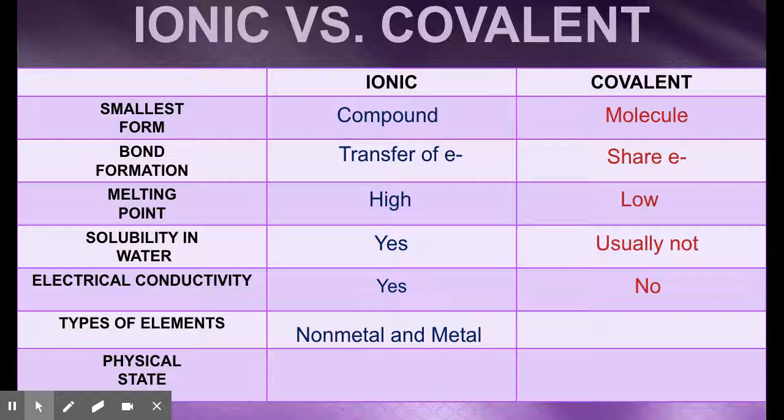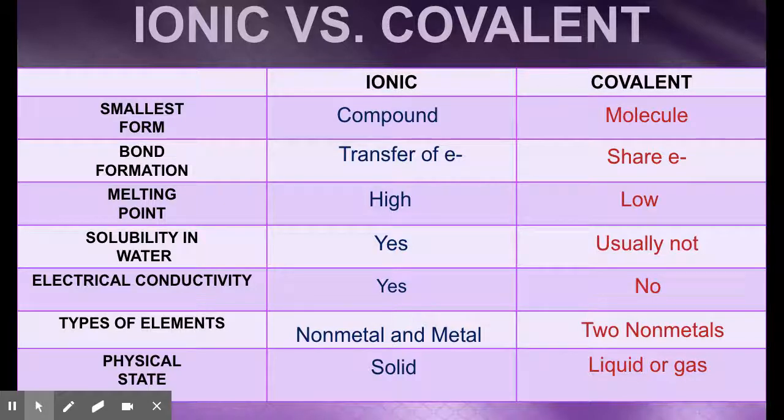Ionic bonds are typically made of a nonmetal and a metal, so you'd have 1 of each, and covalent bonds are going to be 2 nonmetals. The physical state of an ionic compound is usually a solid, where a covalent compound would be a liquid or a gas. An example of a covalent compound is the oxygen we breathe, O2, which is 2 oxygens, obviously a gas. Another covalent molecule would be water, with hydrogen and oxygen, which is a liquid.